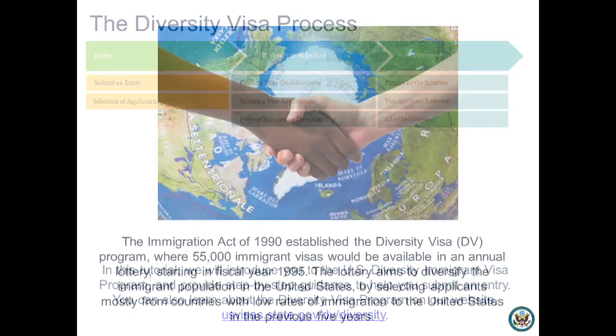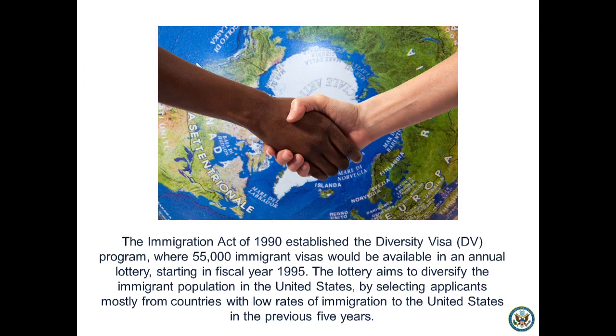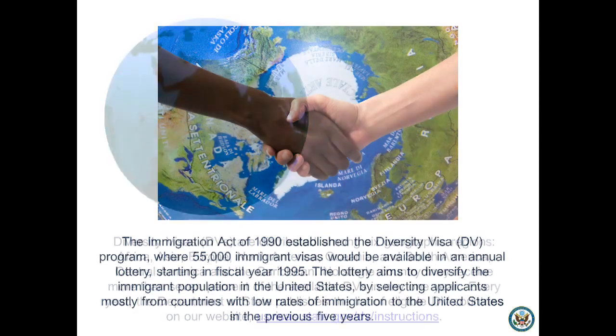usvisas.state.gov/DV/diversity. The Immigration Act of 1990 established the Diversity Visa, or DV program, where 55,000 immigrant visas would be available in an annual lottery, starting in fiscal year 1995. The lottery aims to diversify the immigrant population in the United States by selecting applicants mostly from countries with low rates of immigration to the United States in the previous 5 years.